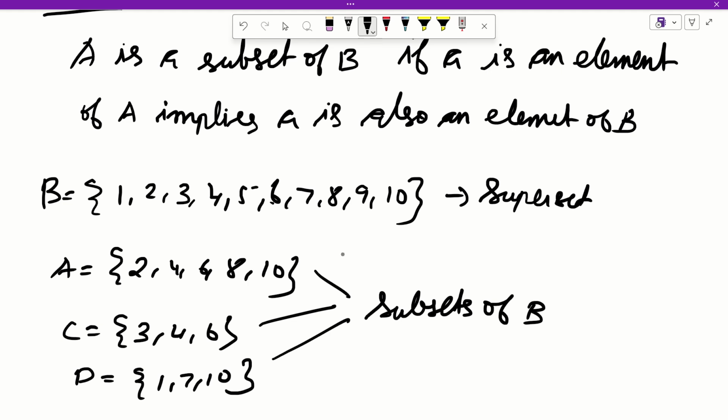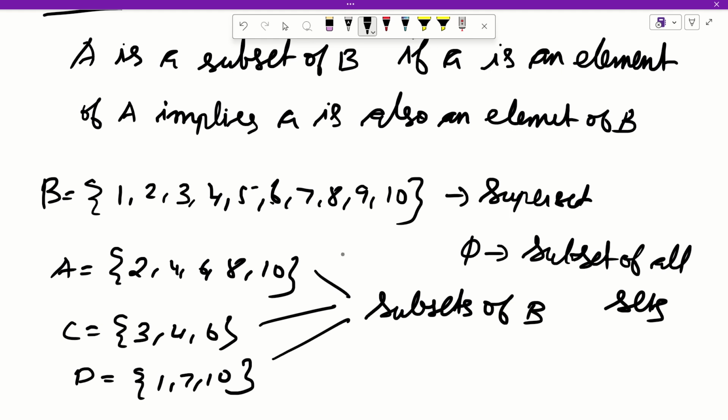Okay, note a point. The empty set is a subset of all sets. Every set is also a subset of itself.